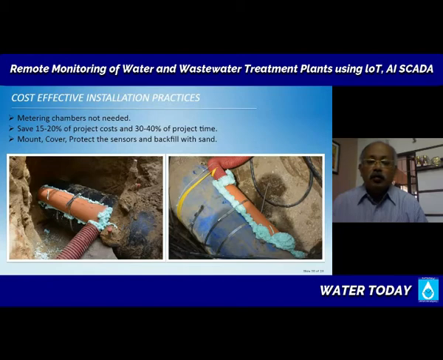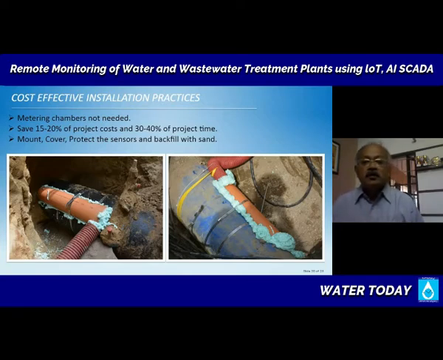Now, for metering, at least, there is no need to construct such chambers. You can do it very, very effectively and bury it. And if there is any need for maintenance annually or so, all you have to do is come with a spade, remove the sand, do your maintenance, and fill it back again. So these are all lessons that we can learn in doing large scale city-wide metering schemes.